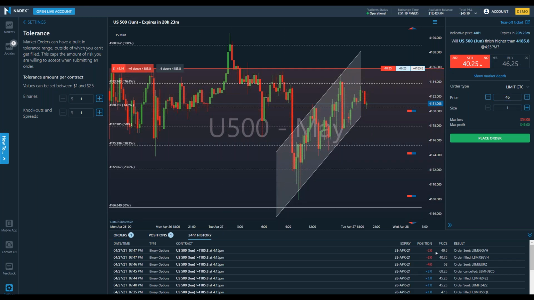I tried to sell at 40 and a half. I said, I want to sell at 40 and a half. And I actually got filled at 40.75. So you can bid through an offer. You can offer through a bid.